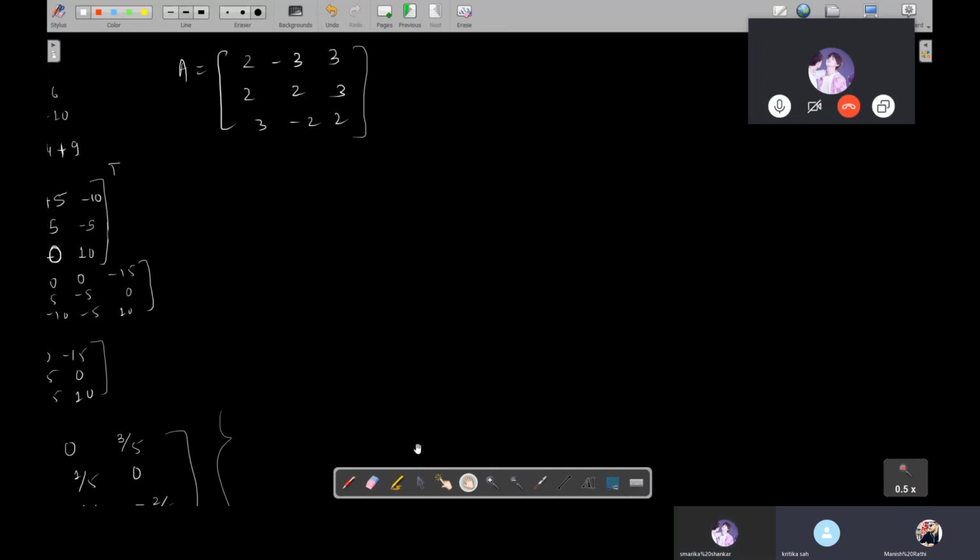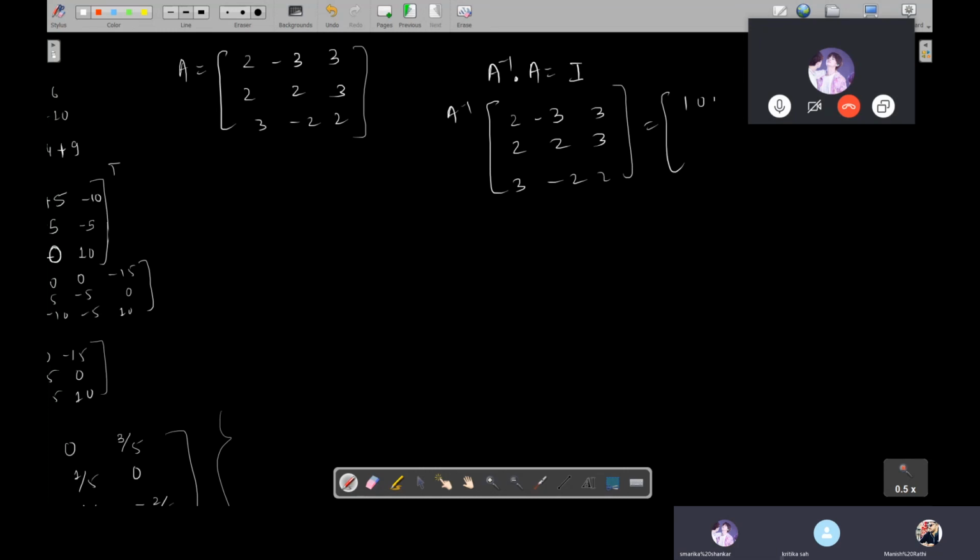question. So what I need to do is, again the concept would be A inverse into A is equal to I. A inverse is what I need to find. A is 2 minus 3, 3, 2, 2, 3, 3 minus 2, 2, and I is 1, 0, 0, 0, 1, 0, 0, 0, 1. Previously, this type of question used to be asked for 6 marks. So that means the topic is important and it is a little bit complex.